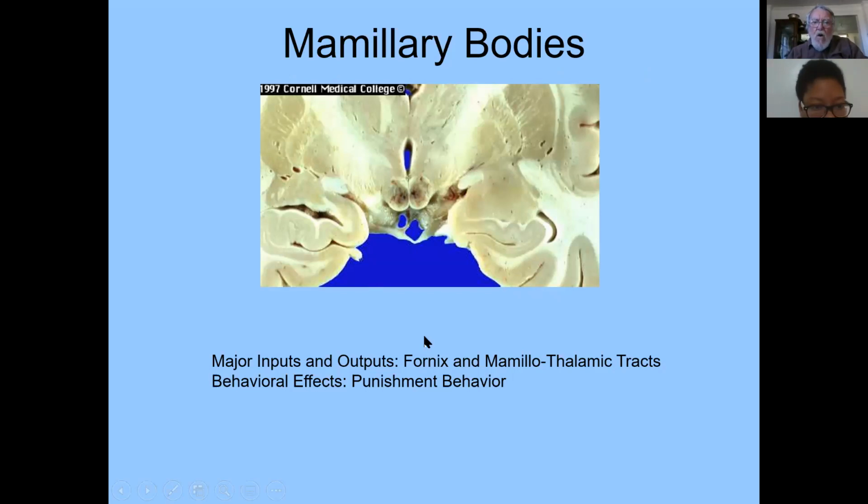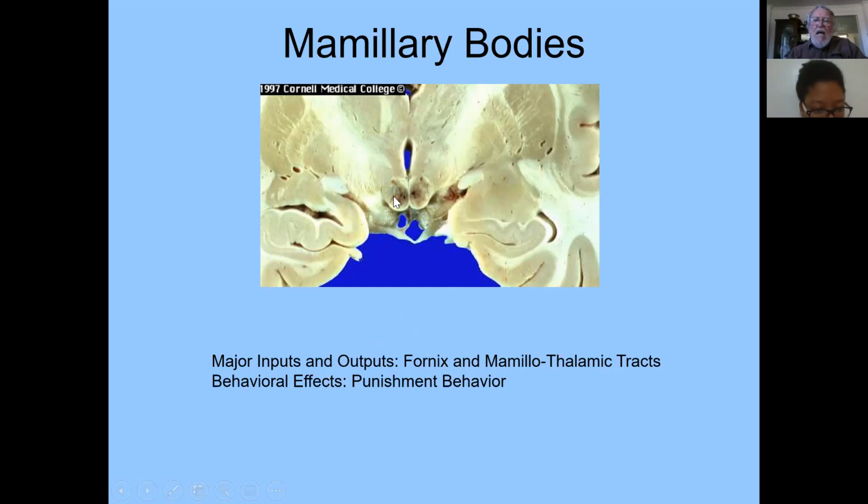And what we know is that in the caudal diencephalon, the mammillary bodies give rise to the mammillothalamic tract that we saw innervating the AV nucleus of thalamus. And the mammillary bodies receive the final inputs of the fornix, which we'll talk about when we talk about the hippocampus.